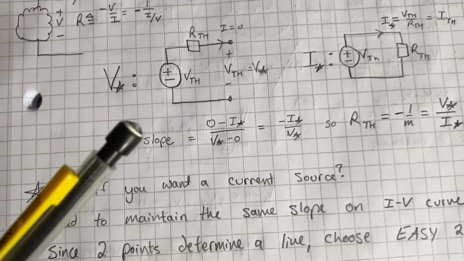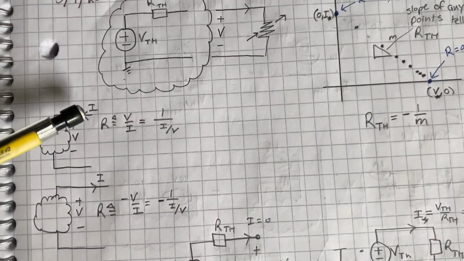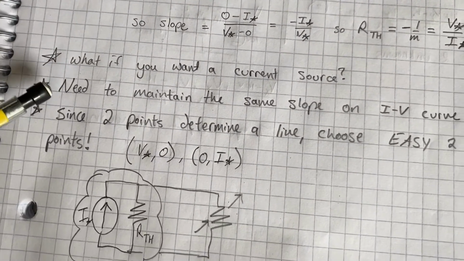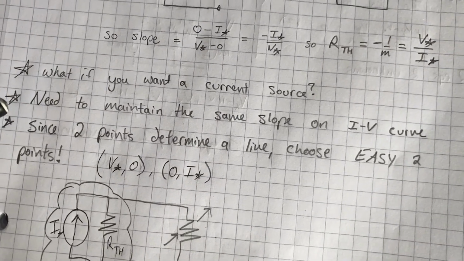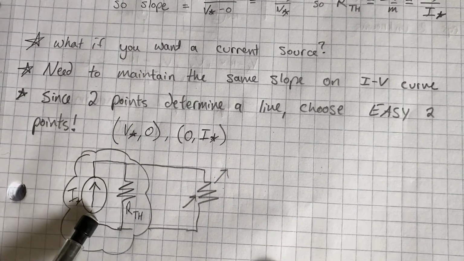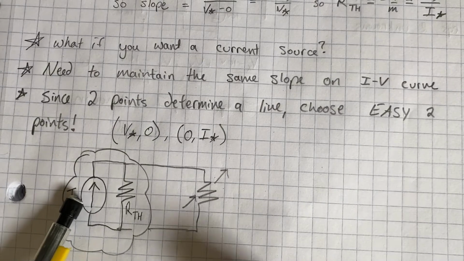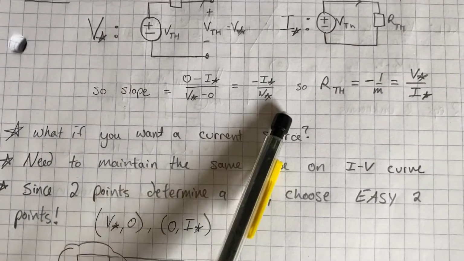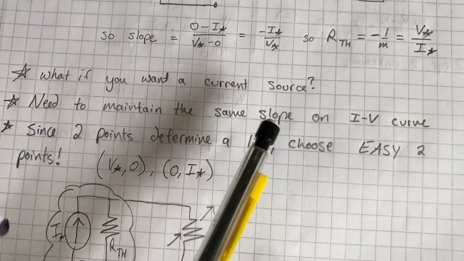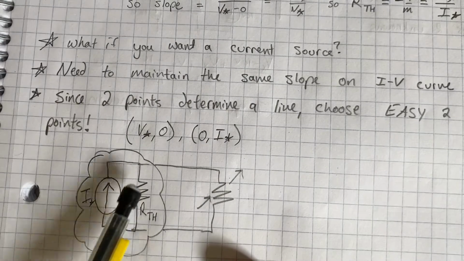So if we wanted to find a current source to satisfy some relationship like this, we just need to maintain the relationship of that IV curve, find the two easiest points, and it turns out that these are the values you need. So the I star that we found before just follows this relationship here. So it's just V Thevenin over the R Thevenin, and then the R Thevenin stays the same.